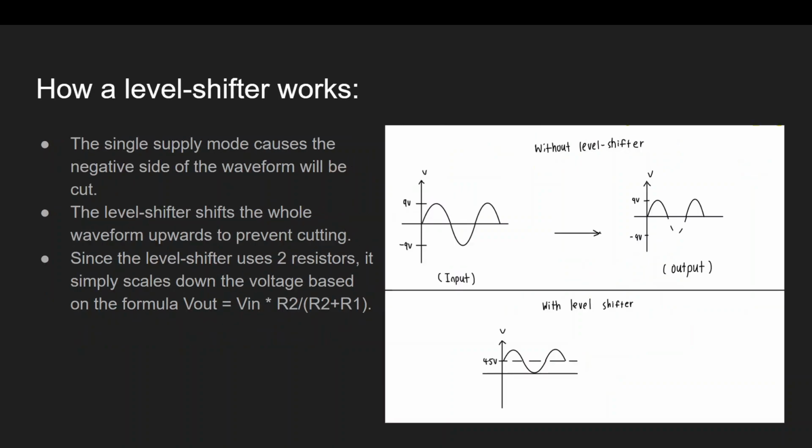Now I will explain how a level shifter works. We can see that the single supply mode causes the negative side of the waveform to be cut if a level shifter is not used. So, by using a level shifter with two resistors, we can scale down the voltage based on the formula Vout equals Vin times R2 over R2 plus R1. And we can see in the graph drawn that when there is a level shifter, we can shift the whole waveform upwards to prevent the cutting of the negative side of the waveform.